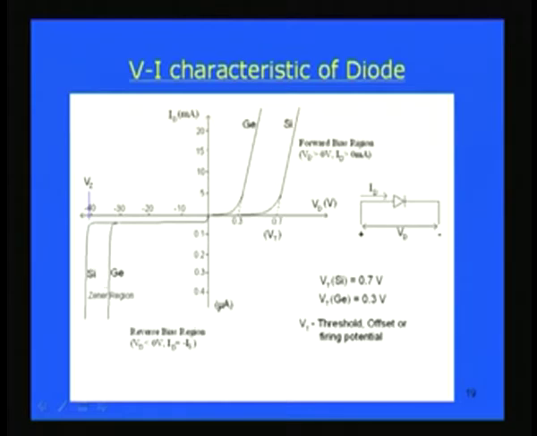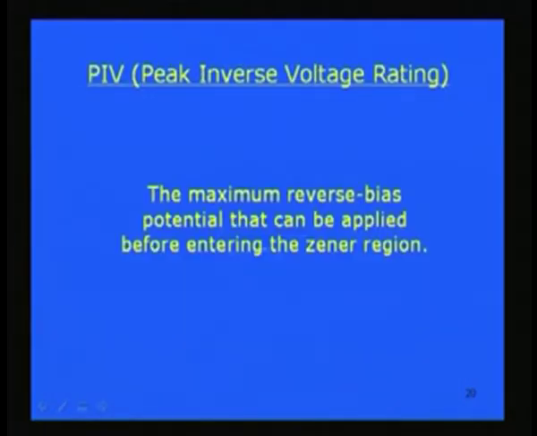So, the power dissipation capability is more, and that is why the maximum voltage reached before the Zener breakdown is called the peak inverse voltage, and that is a very important parameter for any diode: the maximum reverse bias potential that can be applied to the diode before entering the Zener region. So, the PIV rating of a diode you have to always remember before applying it under the reverse bias condition.